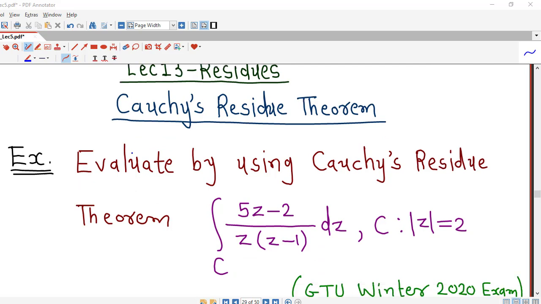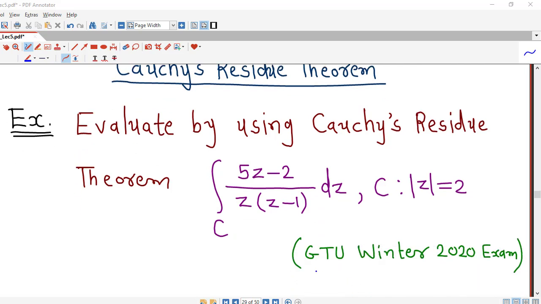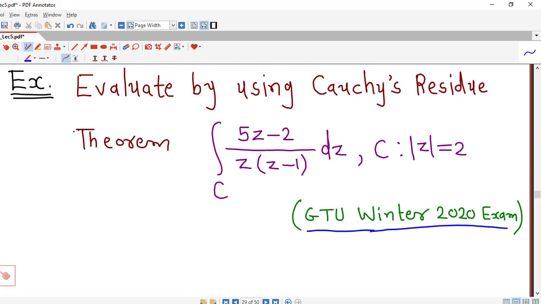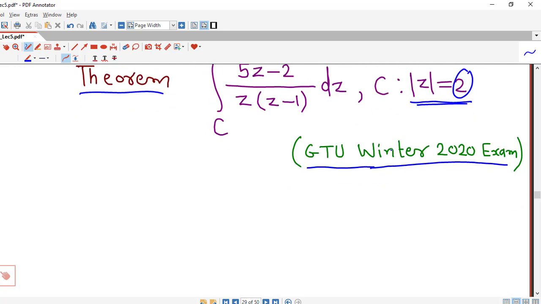In this lecture we are going to discuss one problem on Cauchy's residue theorem which was asked in the GTU winter 2020 exam. So let's try to evaluate this complex integral, which is asked to be evaluated using Cauchy's residue theorem. Here the function is (5z minus 2) divided by z times (z minus 1), and the simple closed contour is a circle with center origin and radius 2, that is mod z equal to 2.